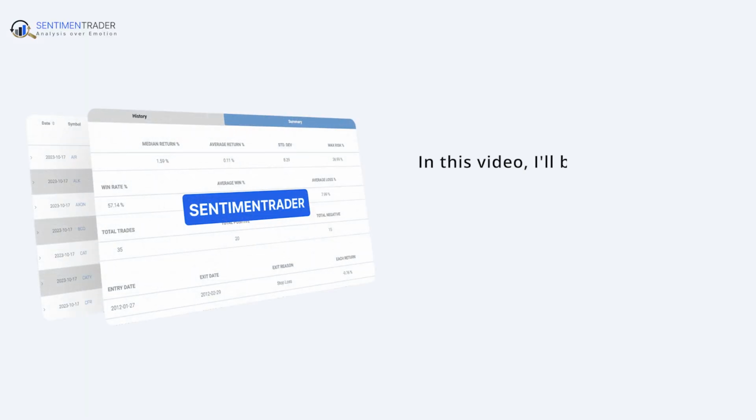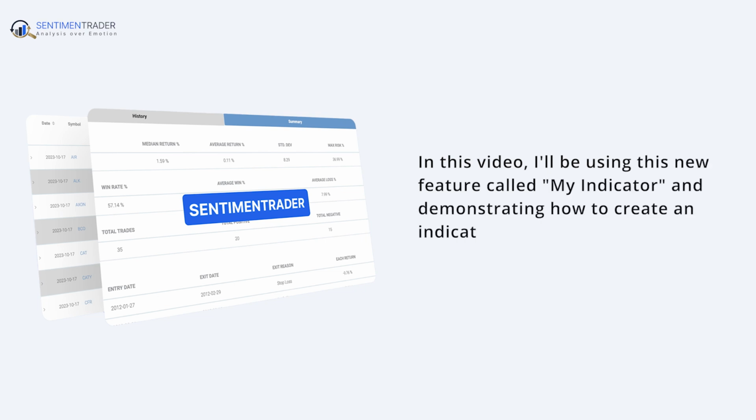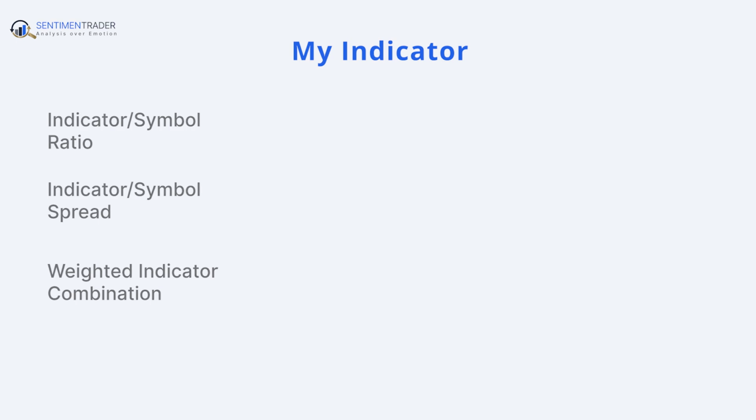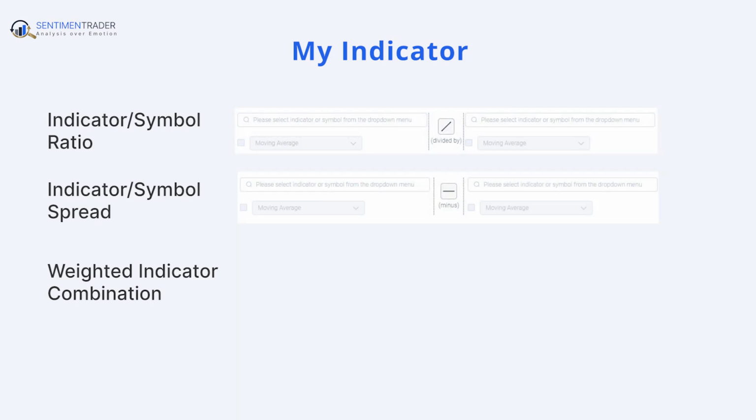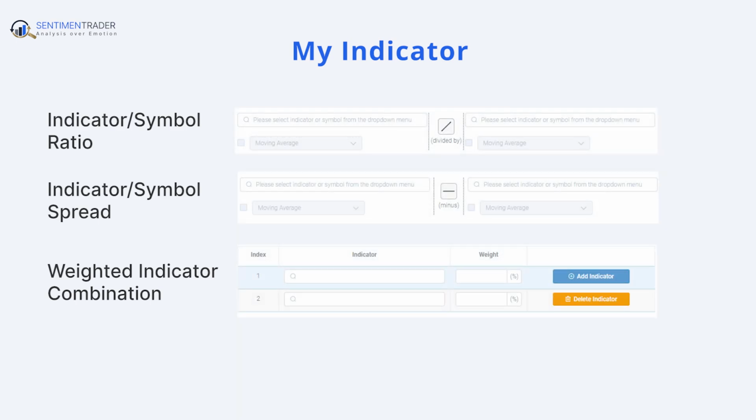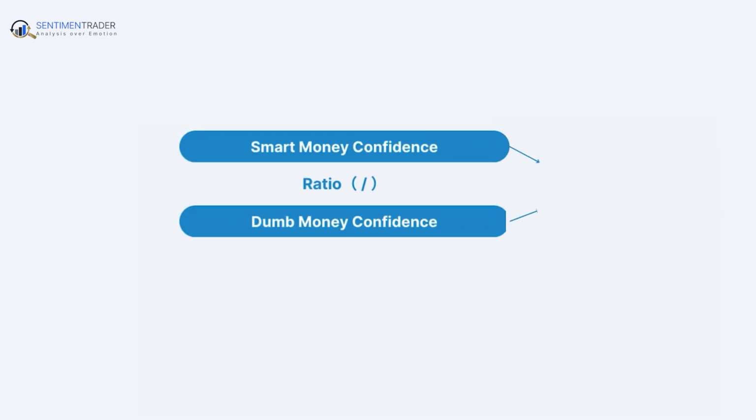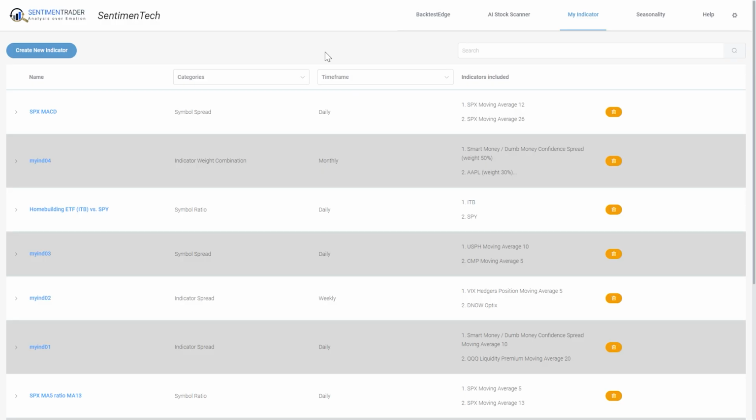In this video, I'll be using this new feature called My Indicator and demonstrating how to create an indicator with it. My Indicator can create a new indicator based on the ratio, spread, or weight of two or more indicators or symbols. We'll utilize the My Indicator feature to create the ratio between smart money confidence and dumb money confidence. Now, let's move on to the My Indicator section.